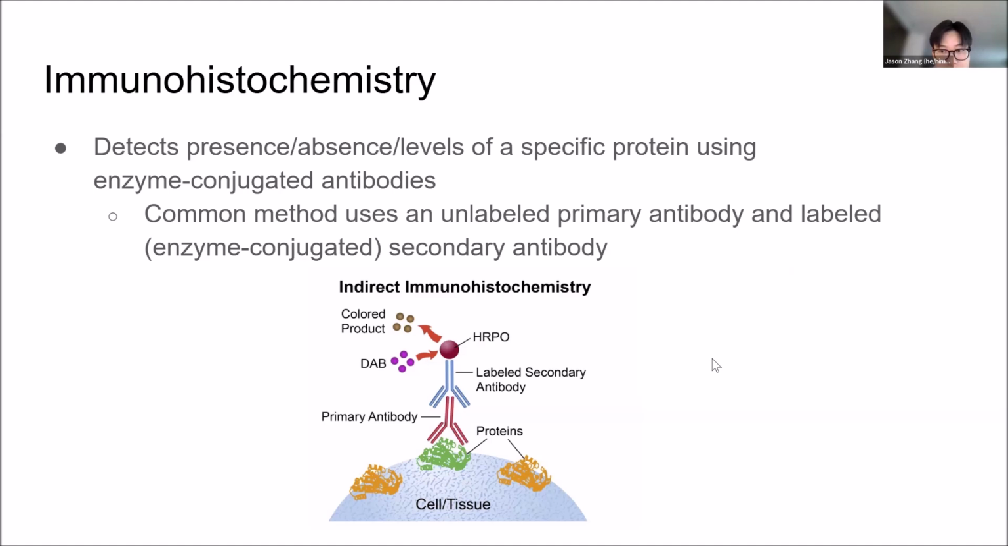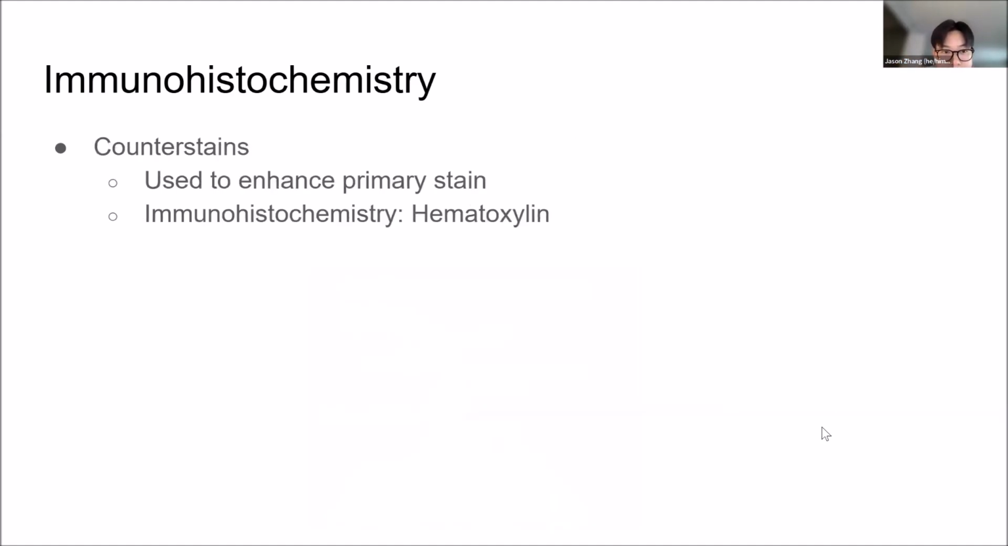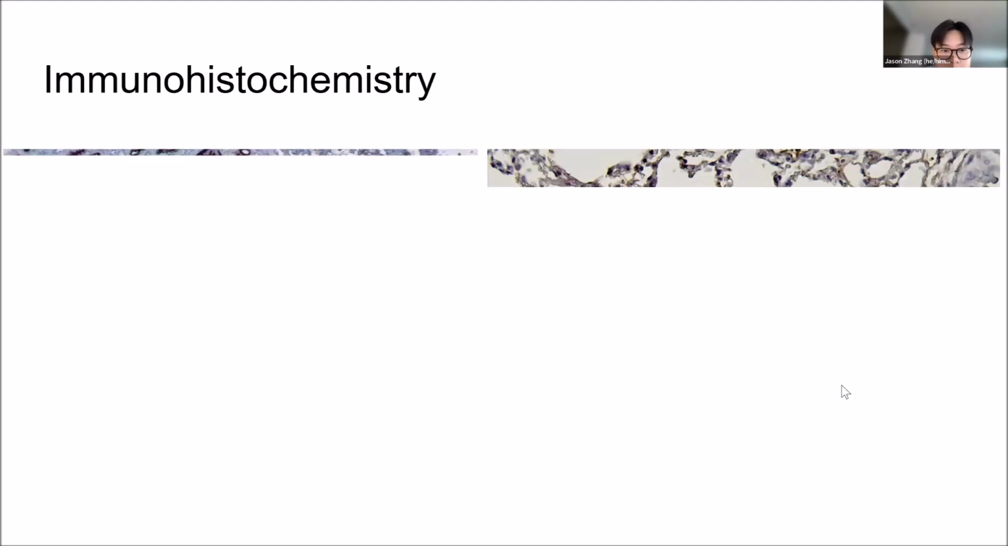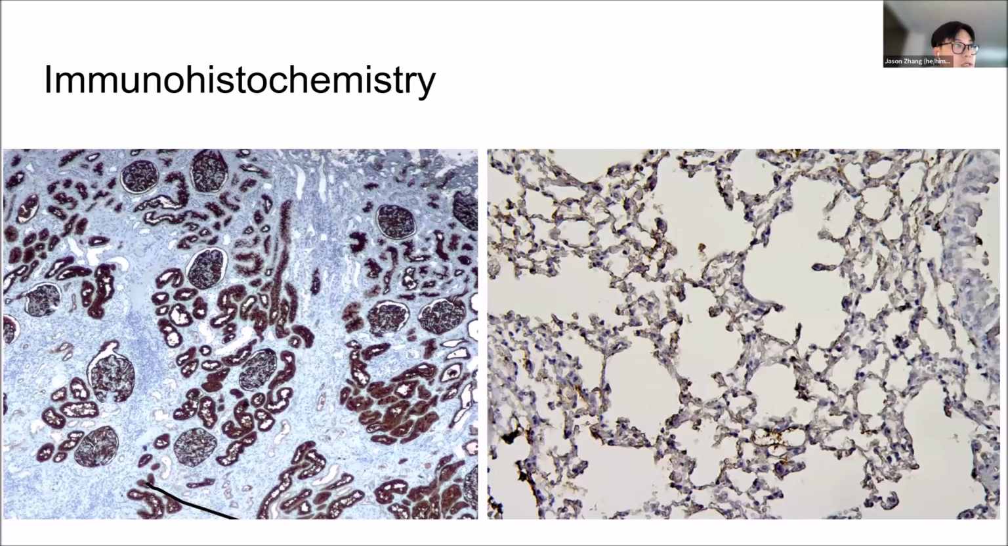So this is essentially like a Western blot. It's basically the same process as a Western blot, except the secondary antibody has a colored product, so you can use it to visualize specific proteins. And you can counterstain with hematoxylin. This is what it looks like on the slide.